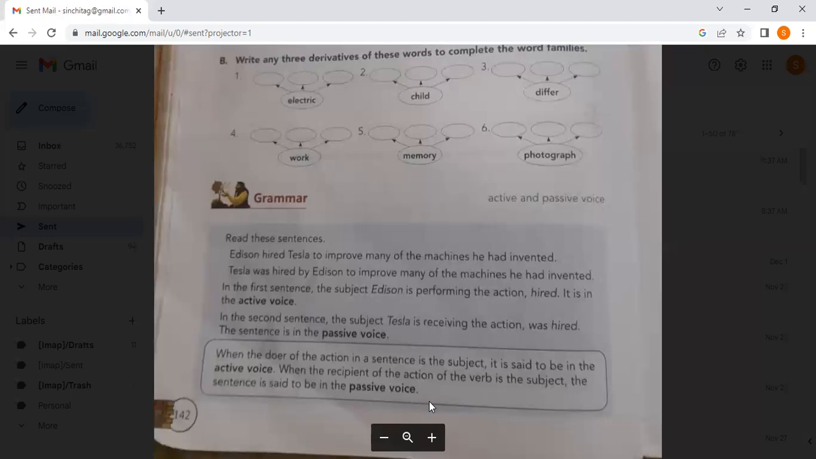For example, if I say Saranya is doing her homework. So here Saranya is at the beginning of the sentence, it is the subject of the sentence. So here it is an active voice. Again, if I say the homework is done by Saranya, so Saranya is in the predicate of the sentence and the homework is the subject of the sentence. Here it is said to be the passive voice.